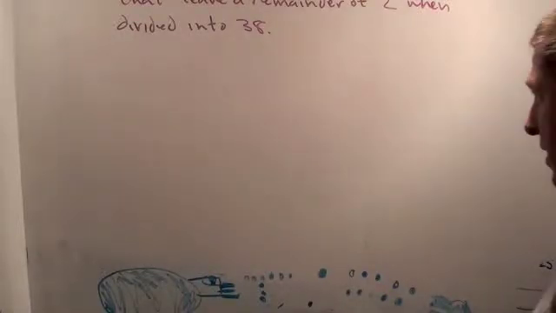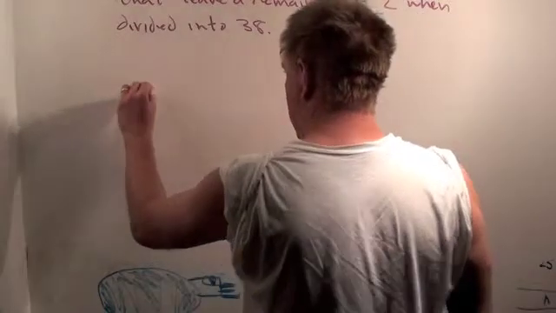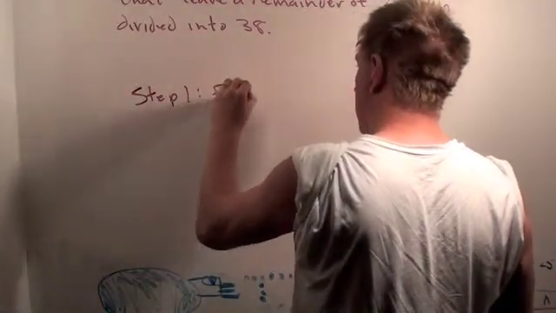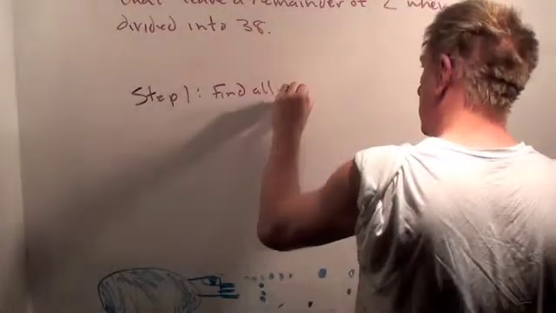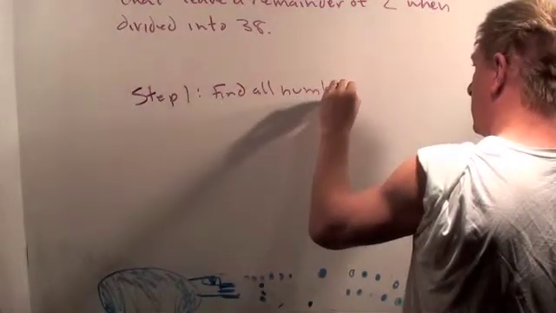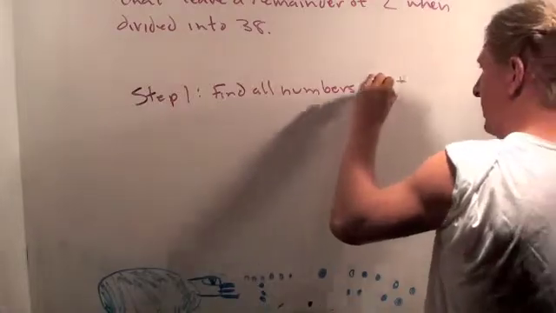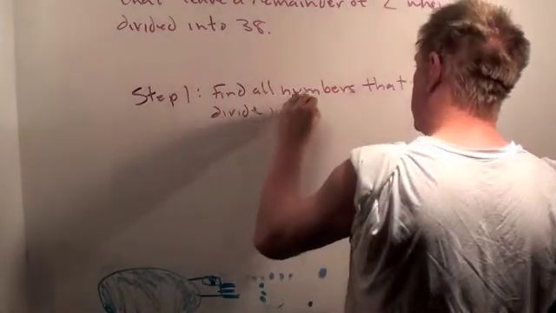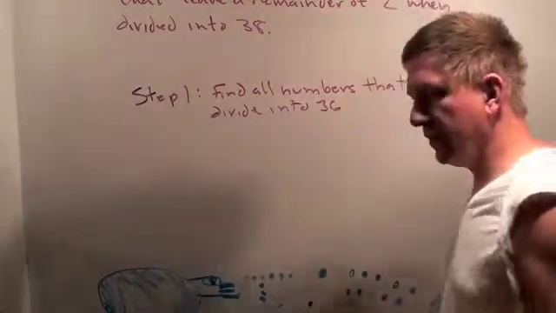So the first step: find all the counting numbers that divide into 36. Now they might not all work. They might not all leave a remainder of 2. But let's just double check.